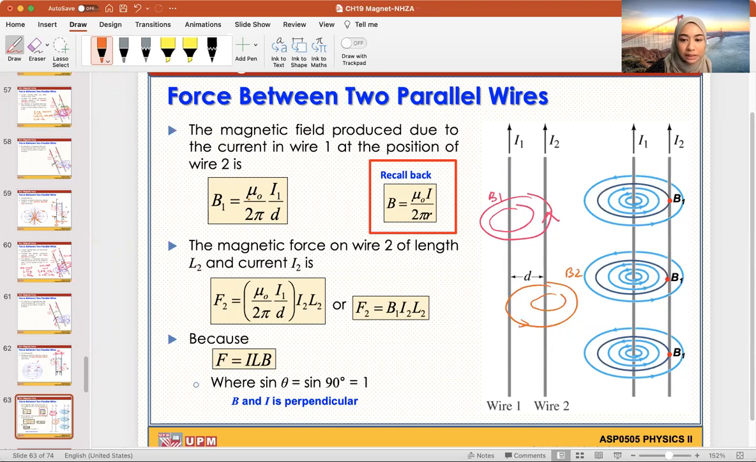Okay, so I want to calculate what is B1 on I2 because remember I2 with B1 gives me the force. I'm interested to know what is the force, so I need to know what is B1. So B1 is mu naught I over 2 pi r. It's the straight wire conductor's equation. Remember B equals mu naught I over 2 pi r. But this time the r is the distance of conductor number 1 to conductor number 2. This is the R.